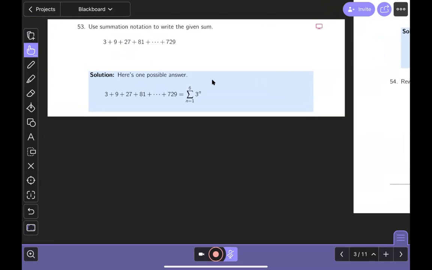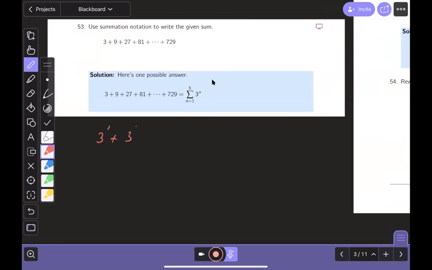And I'm not saying it's going to be easy for you, but the first thing I do is realize the terms. So the first term is 3 to the 1. The second term is 3 squared. The third term is 3 cubed. That's 3 to the 4, plus yada, yada, yada. And I'm wondering, is 729 a power of 3? I don't know. Let's see what happens.